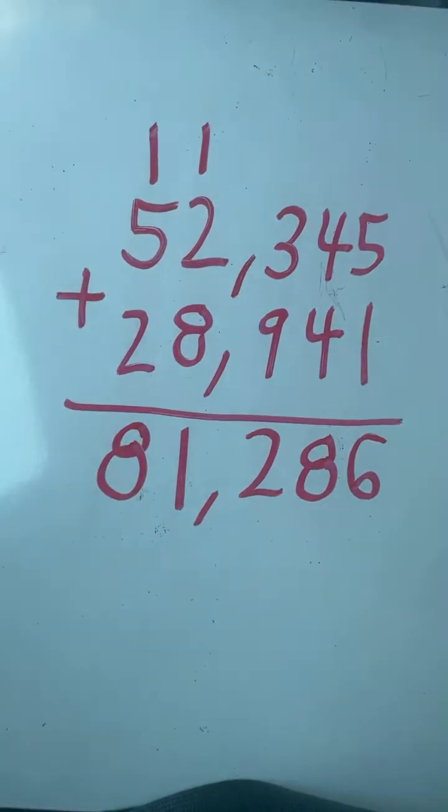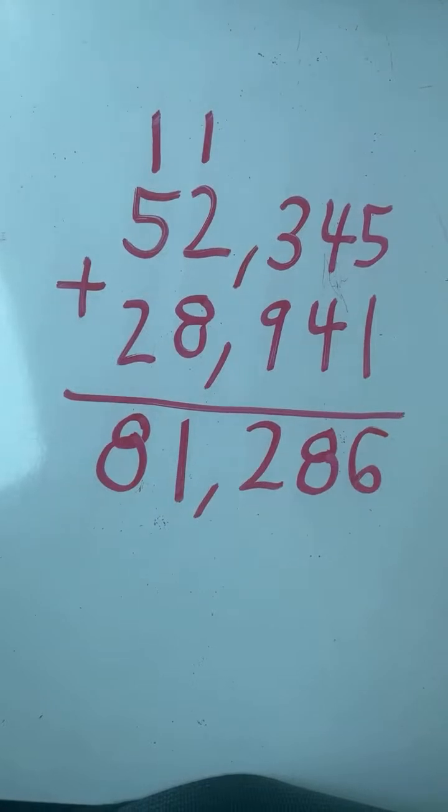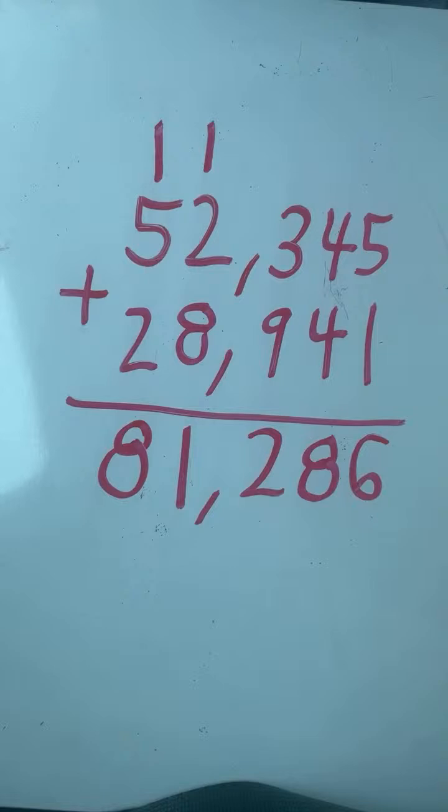And we have our final answer, 52,345 plus 28,941 equals 81,286.